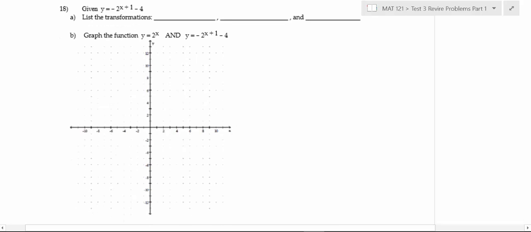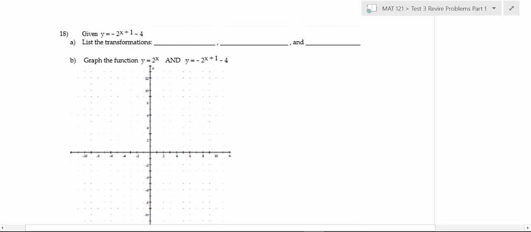Okay, next thing is exponential function with some transformations. So I'll show you a couple of ways to do this. And again, the first thing to do is to look at what these transformations are. So we have y equals -2^(x+1) - 4. If you are inside of the exponent, you're affecting x, so this is affecting x left or right. Since that is a plus sign, we're going to be transforming this function to the left one. So that's a transformation.